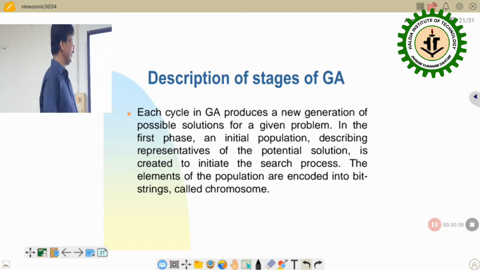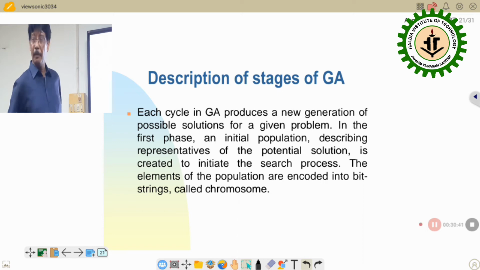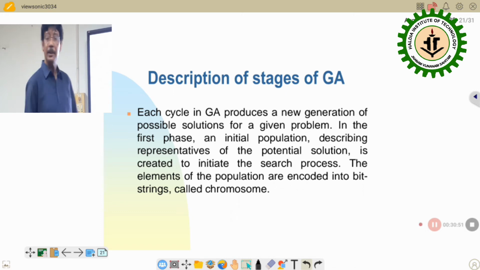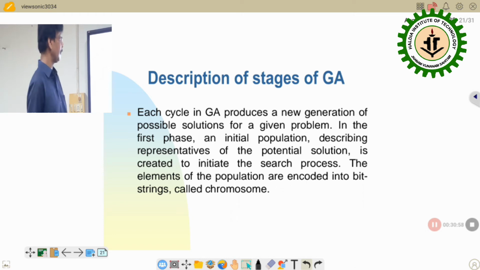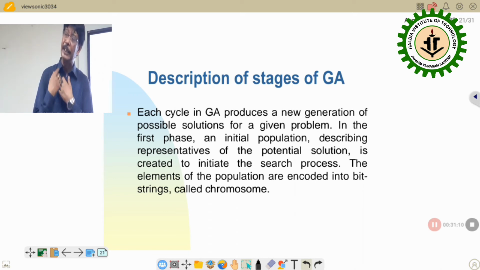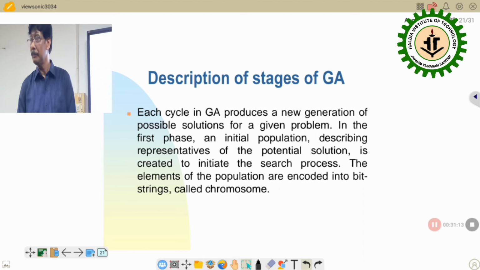Each cycle in GA produces a new generation of possible solutions for a given problem. In the first phase, an initial population, as you have seen, you have to choose randomly, describing representatives of the potential solutions. Finally, they will produce the offspring, and after a few generations, you will get the final result. That is called a potential solution, created to initiate the search process. The elements of the population are encoded into bit strings called chromosomes. Each and every one we are calling a chromosome.